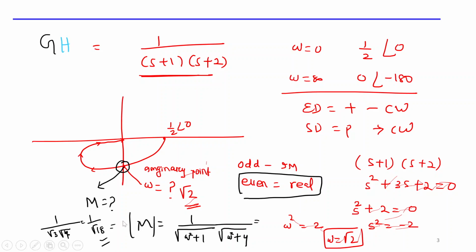If you understand this part, let me go on. This is the most standard question. In any examination you go, you'll find this type of question.